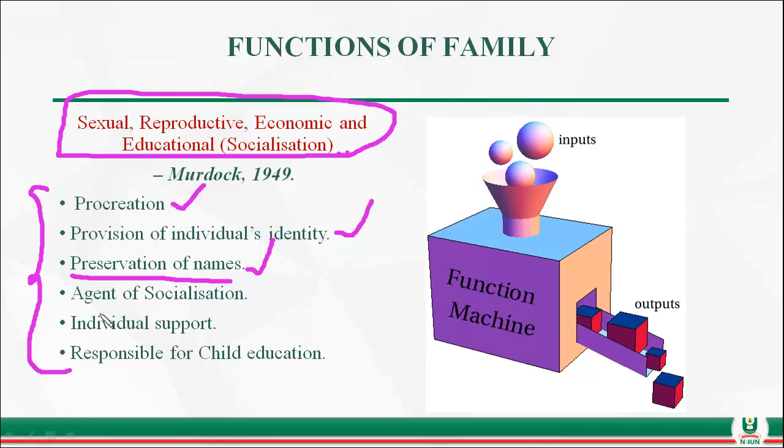Then the family acts as an agent of socialization. It is the family that transfers the existing culture to the younger ones in such a way that the culture is being internalized and practiced. Even when people die, the culture remains, through the process of socialization. Then individual support. The family plays an important function by supporting its own members, giving them the necessary support, especially in distress time, for them to survive. Then they're also responsible for child education. The family takes care of the child, brings up the child educationally, pays all the necessary fees. That is an important function to keep the child educated.